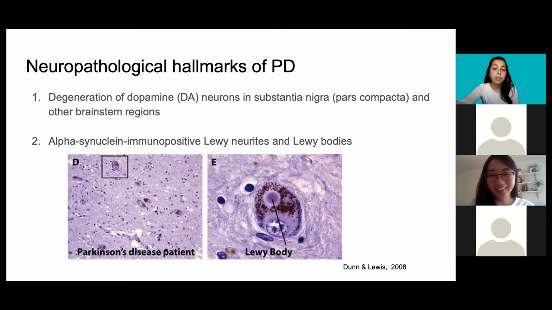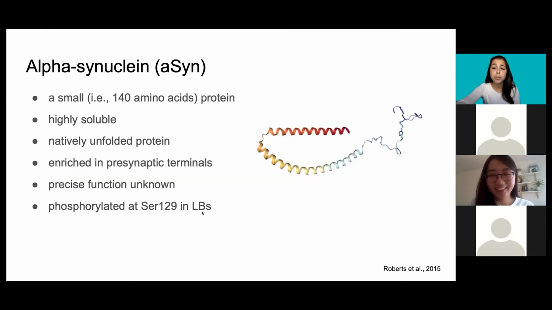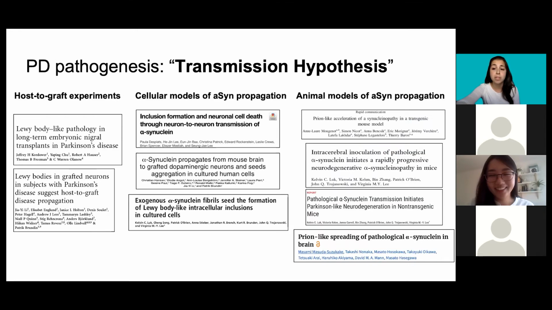And the primary component of these protein-containing inclusions is the aggregated form of the alpha-synuclein protein. And this protein is a small protein that's highly soluble, natively unfolded, and while the precise function is not yet completely understood, it's enriched at the synaptic terminals, which suggests a role in synaptic maintenance and neurotransmitter release. And importantly, when alpha-synuclein is recruited into the pathological inclusions, it undergoes extensive phosphorylation at the serine 129 site, and this causes the conversion of the protein to its aggregated misfolded form, which is generally the toxic form found in the Lewy bodies.